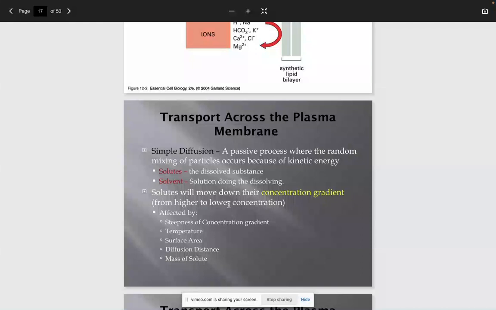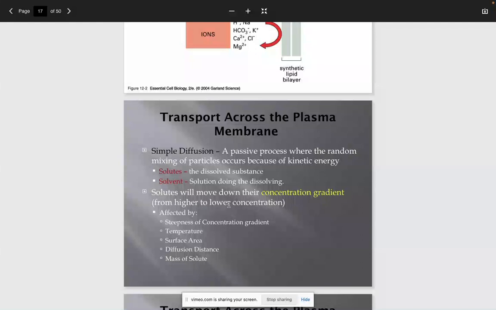So we said that solutes will move down their concentration gradient. If I have 10 people on one side of the classroom and I have one on the other, the concentration gradient is going to favor more people going to the other side of the classroom because there's less people, right? There's more space on the other side. Things that can help increase this, one I think you should know is the steepness of the concentration gradient. If I have 50 people on one side of the classroom, there's a chance that more people are going to move over to the other side of the classroom. We just have more people. Makes sense.